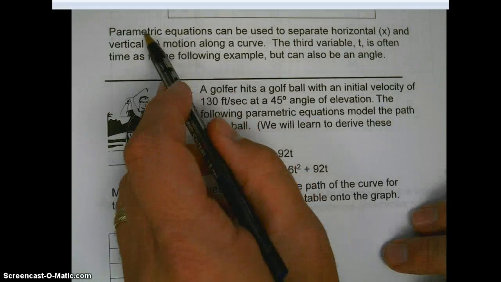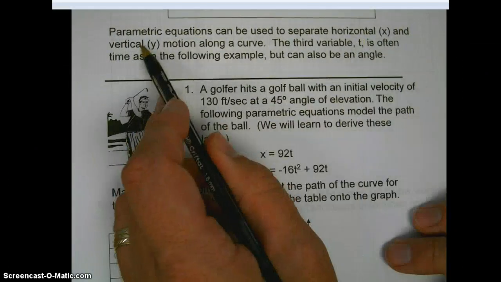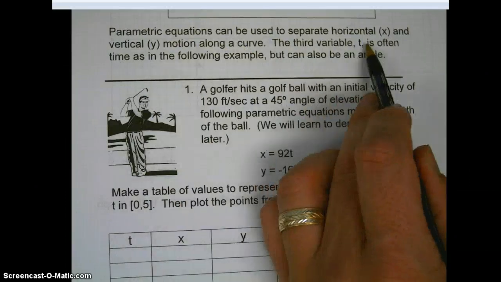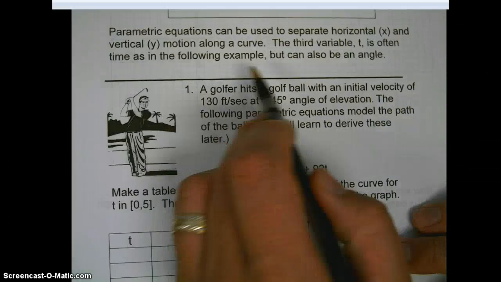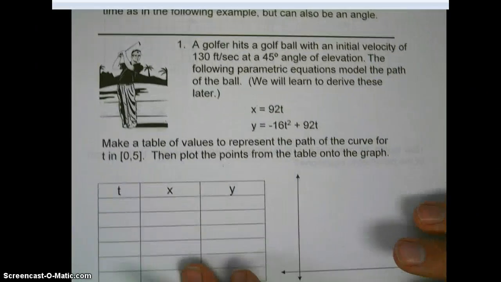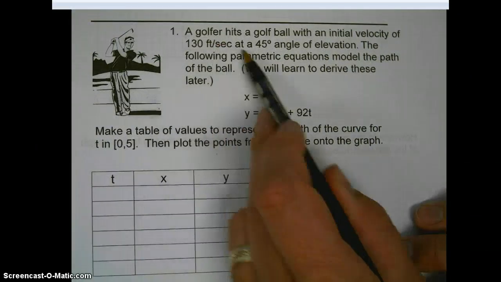Now, parametric equations can be used to separate the horizontal and the vertical motion along a curve. The third variable, t, is often time. In some cases, it is also an angle. Let's take a look at our first example. Go ahead and read that to yourself.